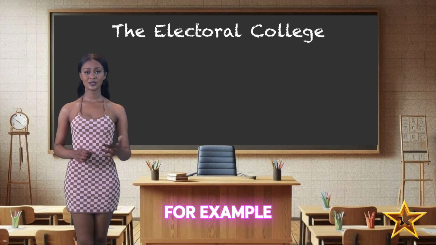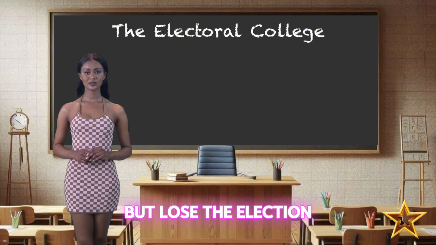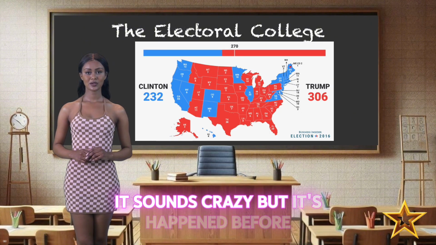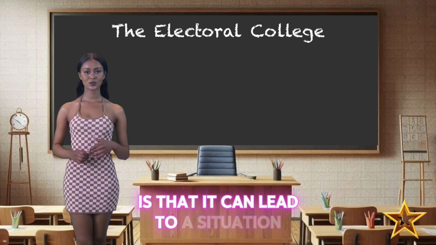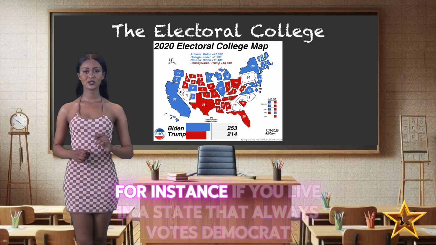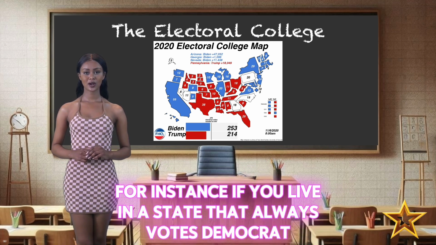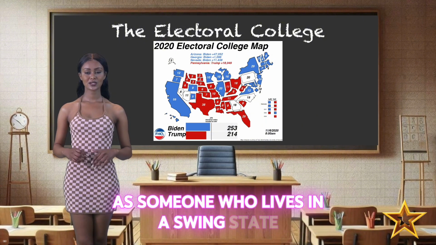For example, did you know that a presidential candidate can win the popular vote, but lose the election? It sounds crazy, but it's happened before. Another criticism of the Electoral College is that it can lead to a situation where some votes are more valuable than others. For instance, if you live in a state that always votes Democrat or Republican, your vote might not count for as much as someone who lives in a swing state.